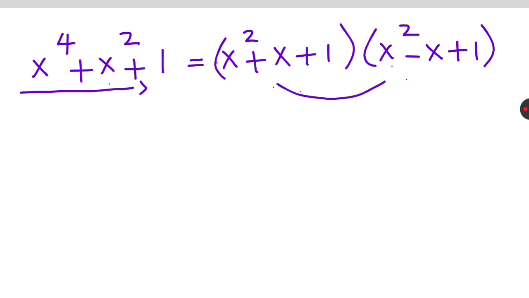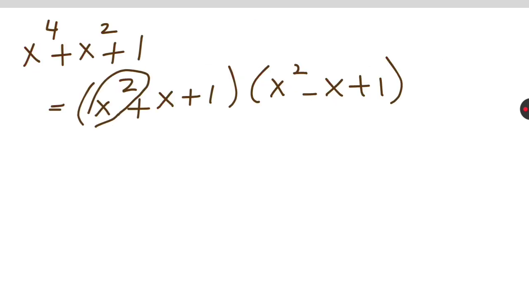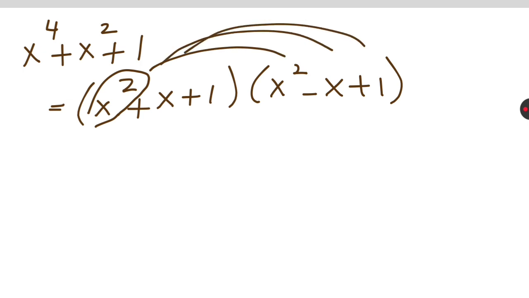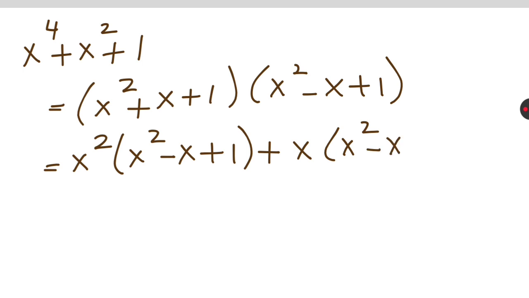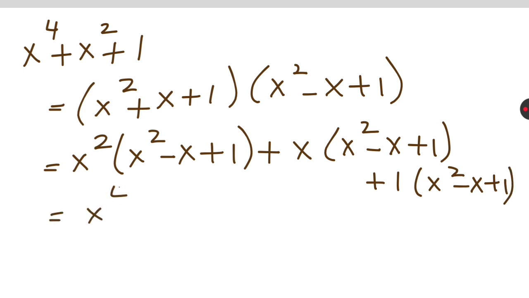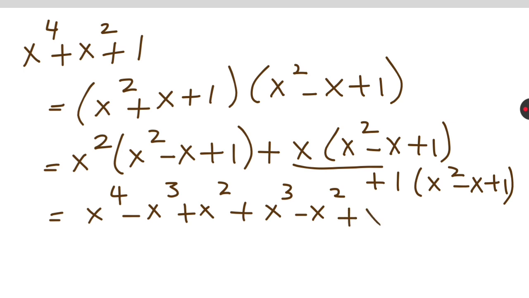After opening the brackets, first I multiply x^2 with all three terms. That is x^2 times (x^2 - x + 1). Then I do it with x, that is x times (x^2 - x + 1). Then I do it with the constant 1. If I open this, I will get x^4 - x^3 + x^2. Then x^3 - x^2 + x. And again x^2 - x + 1.